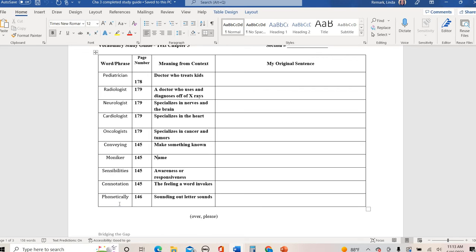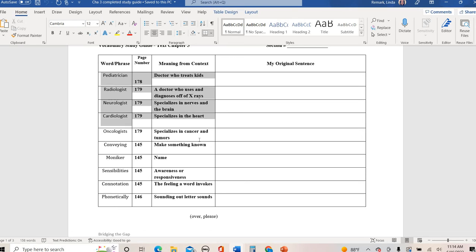And then phonetically, some of you, depending on when you went to school, because literacy tends to go through swings, some of you may have learned how to read phonetically when you sound out letter sounds like A, ah, B, but, you know, like that. So learning words phonetically. All right, so that's the whole first side of our study guide.